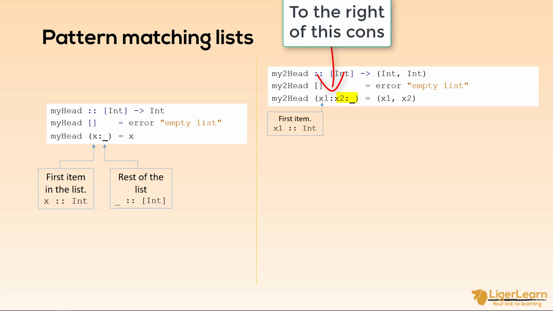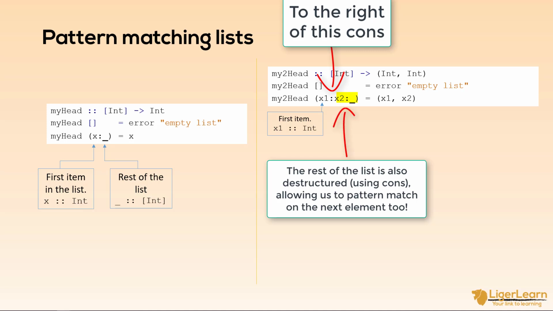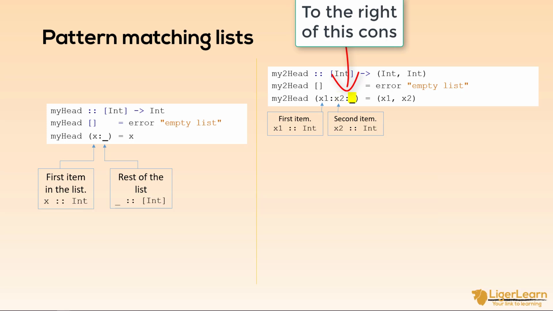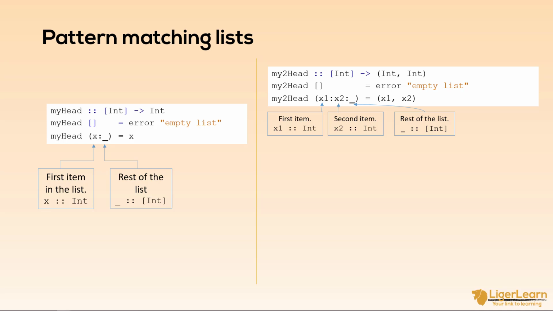To the right of the cons is always the rest of the list, but if we look closely at the rest of the list, our pattern destructures that part too. To the left of the cons is always an item, and so we know that x2 is also an int. Then to the right of the cons is the rest of the list, which will have type list of int. We leave it as a wildcard match, which we do not bind to a name. The rest of the list could be any list of int, and remember, a possible value for a list of int is the empty list, and so the entire pattern of x1 cons x2 cons underscore will match lists which contain only 2 items and also match lists which contain more than 2 items.